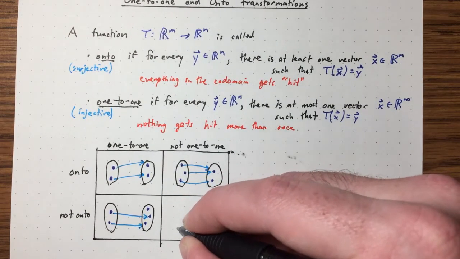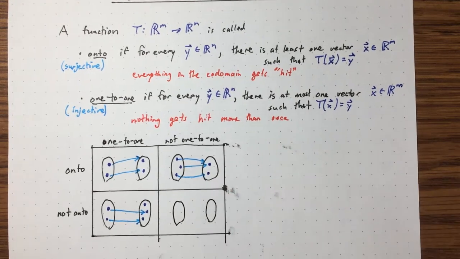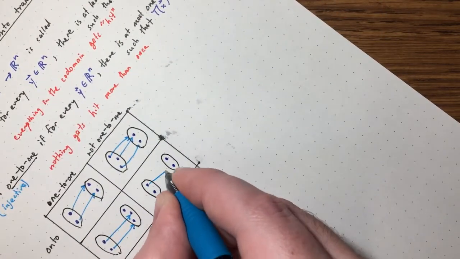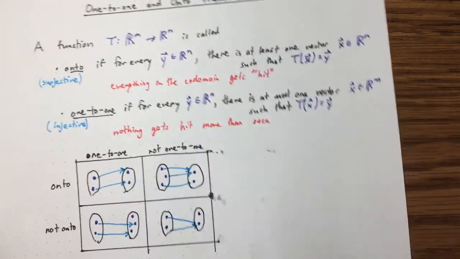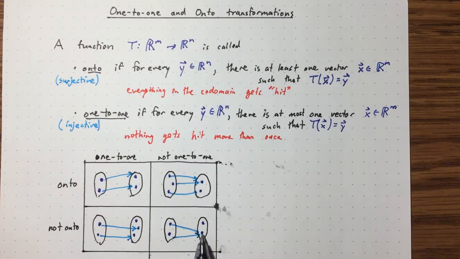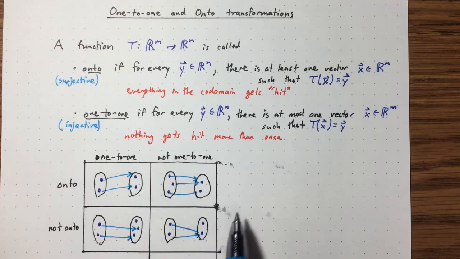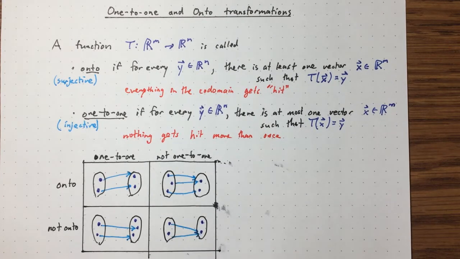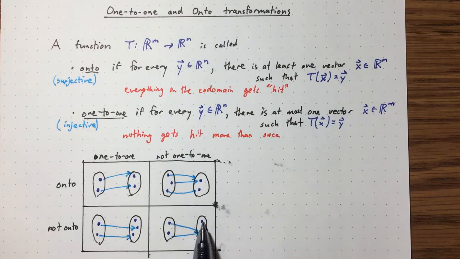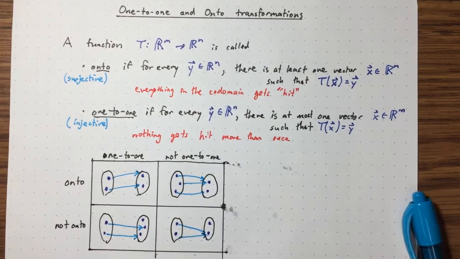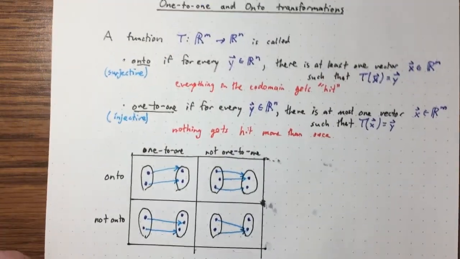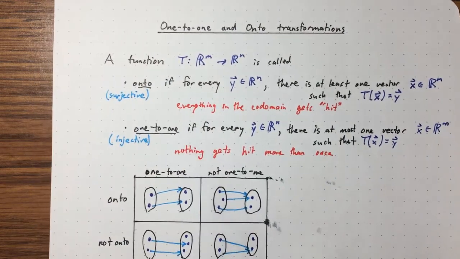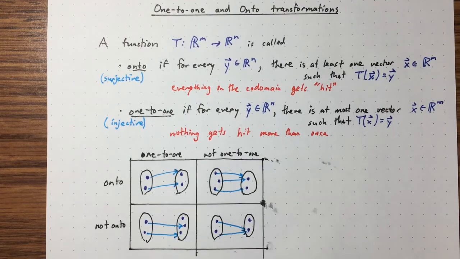And let's draw not onto, not one to one. Well, I suppose the simplest one would be two dots here, but I'm going to draw both of the arrows going to this dot here. Okay, so it's not one to one, because this one gets hit more than once. There's not at most one vector such that that maps to this vector. There are two vectors that map to this vector. And this one doesn't get hit at all. Okay, so it's not onto. Okay, great. So these are the pictures for all the four possible situations we can have. So again, a function can be onto, it could be one to one, it could be both, it could be neither. So we have all the possibilities.